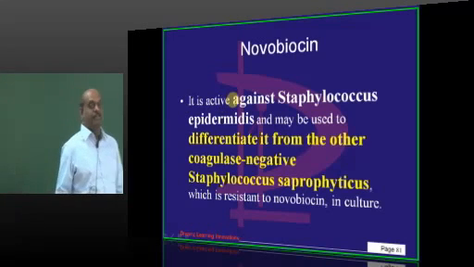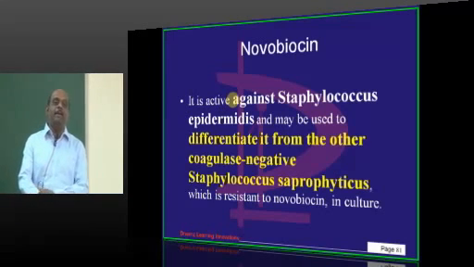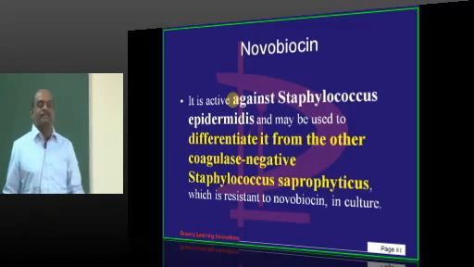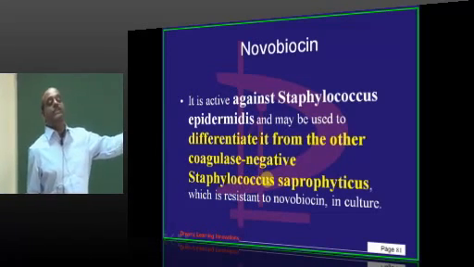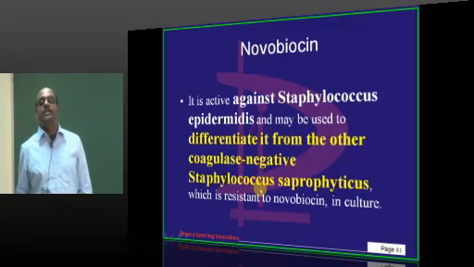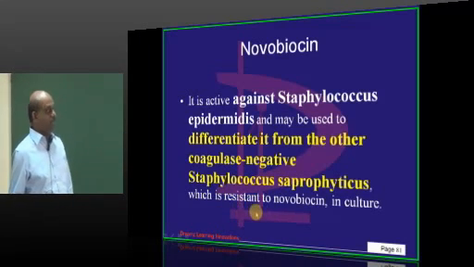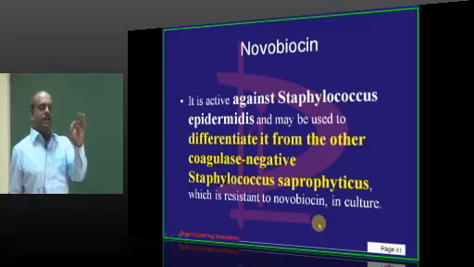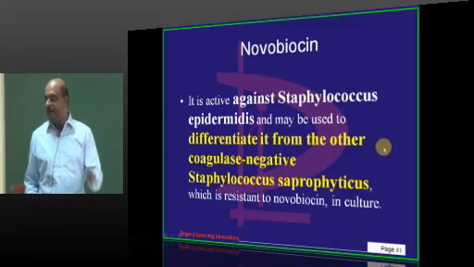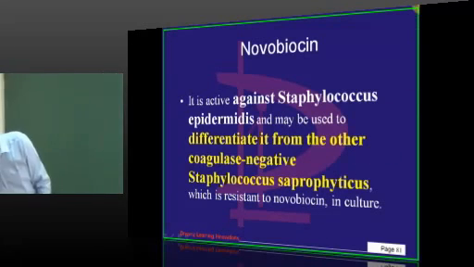Novobiocin is for the skin commensal Staphylococcus epidermidis, to differentiate it from other coagulase negative staphylococci like Staphylococcus saprophyticus. Saprophyticus is resistant to novobiocin when you culture. Definitely one of these will come as a question straight in tomorrow's exam, doctor, take it as my word.